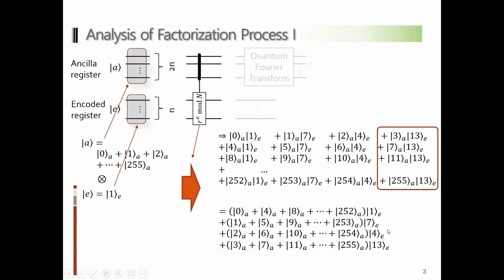Before I continue any further process, assume that I just measure the value of only the encoded register, then I might get one of these 4 possibilities: either 1 or 7 or 4 or 13. However, whichever I obtain, I know that the ancillary register part still has this pattern, and I can summarize this pattern as the superposition of all the values with the difference of 4. So whichever you obtain, your starting value might be different, but the difference between each of the components is exactly 4.